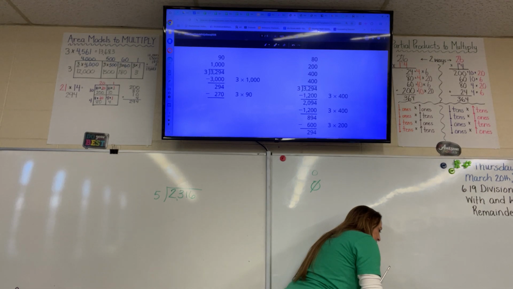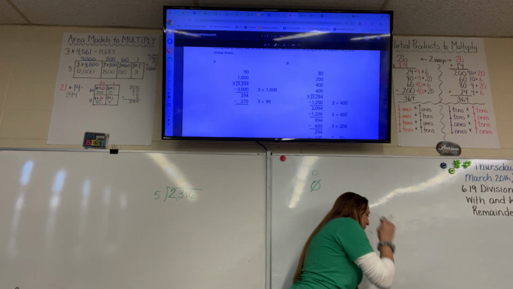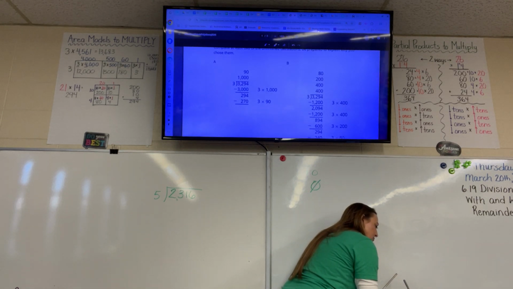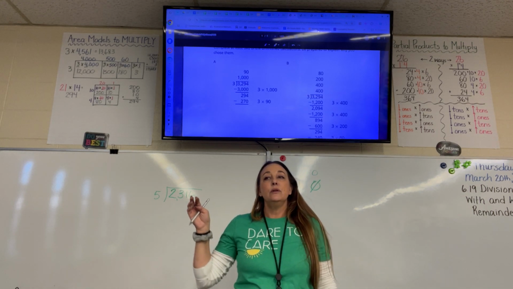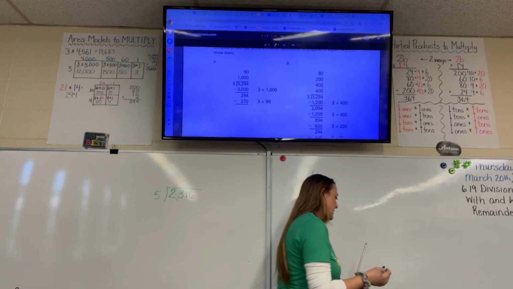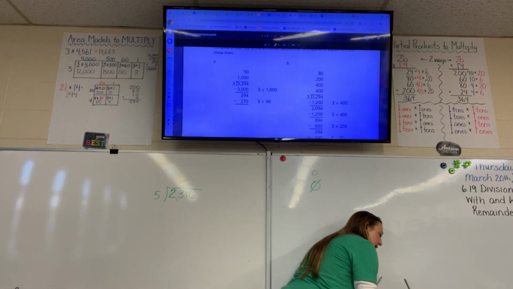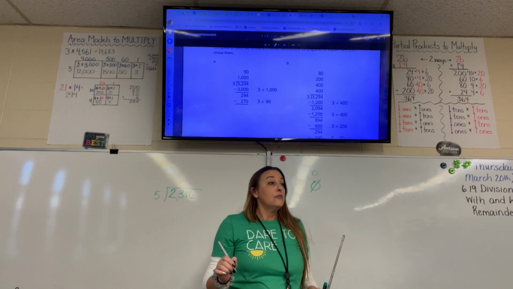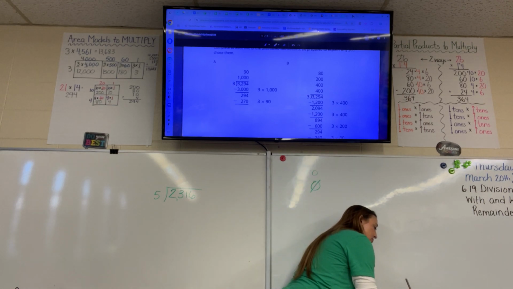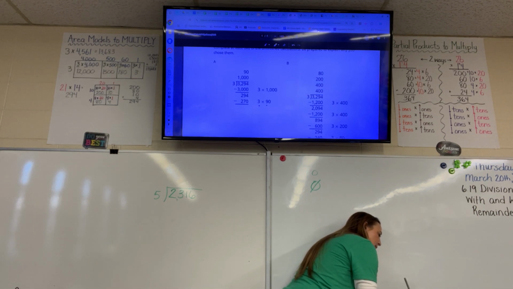So they first divided 3,294 by 3, they took off 3,000. And 3 times 1,000 is 3,000. That left them with 294. Then they took off 270 because 3 times 90 is 270. So they put the 90 up here. What's 4 minus 0? 4. And 9 minus 7? 2.